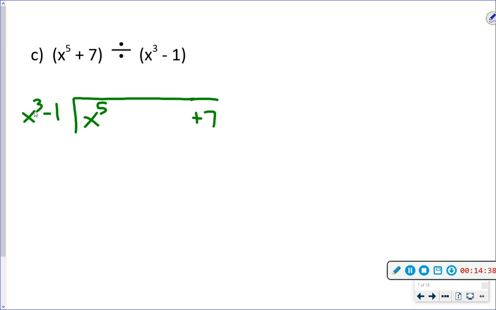Can you put the 0x to the 4th, 0x cubed in? Sure. But let's not make it any tougher than it has to be. All right, what times x cubed is x to the 5th? X squared. Multiply it through. Got it?